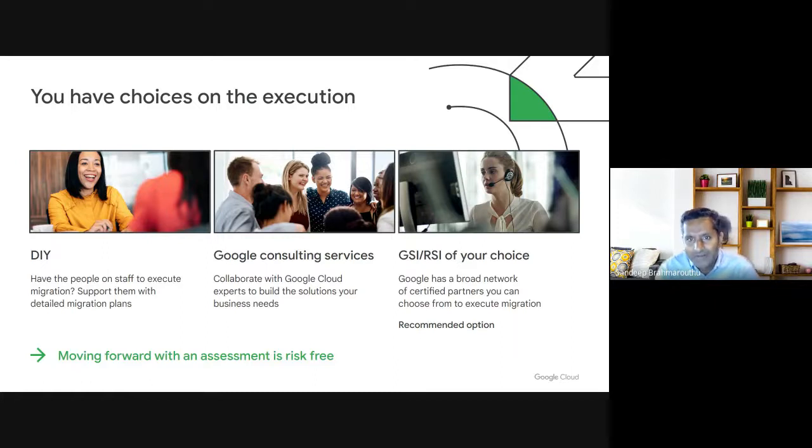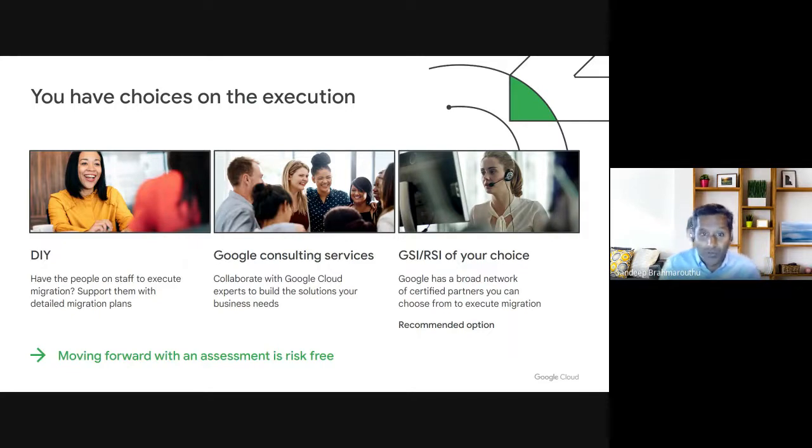With that, you now have choices to move forward with. You can start off doing these migrations on your own if you have the people and the staff to do it, right? We've got the documentation, the playbooks, the tooling, and the associated videos and experts to assist you if you are doing the database and application migrations yourself.